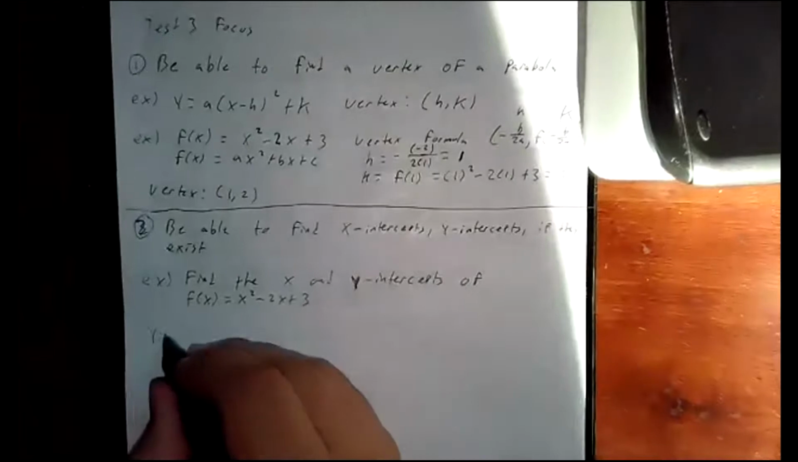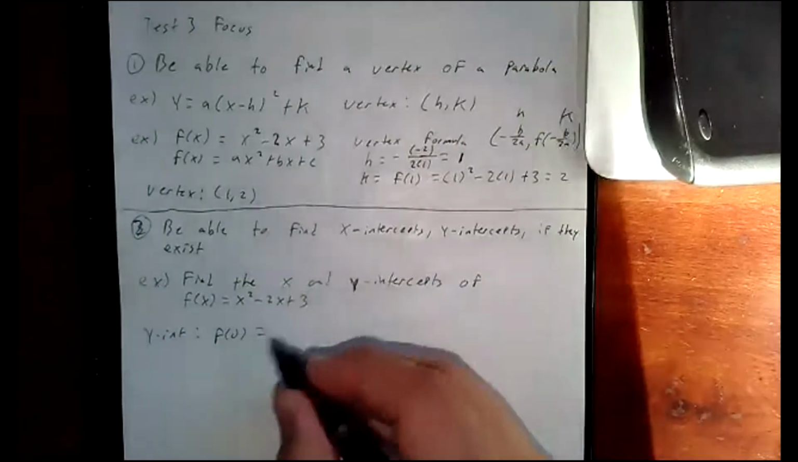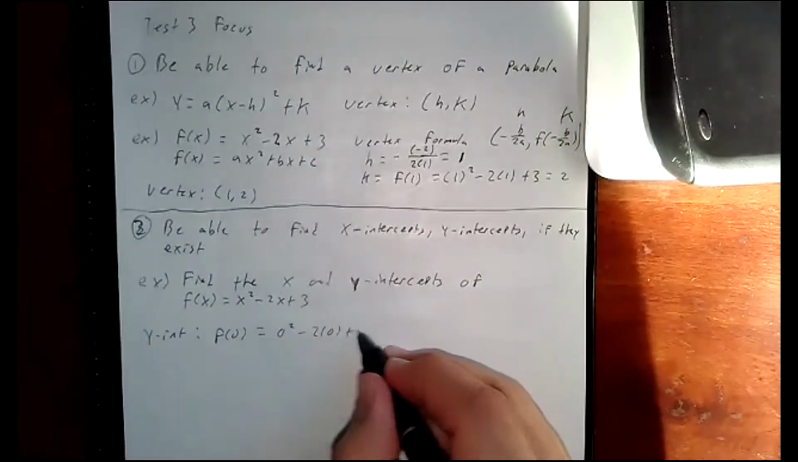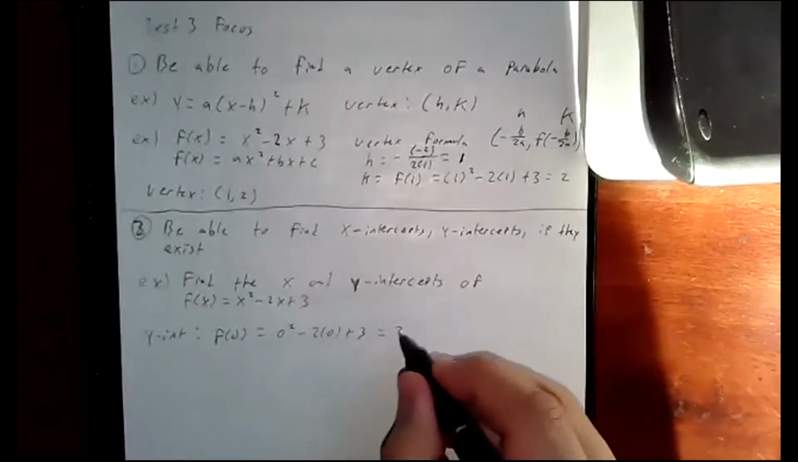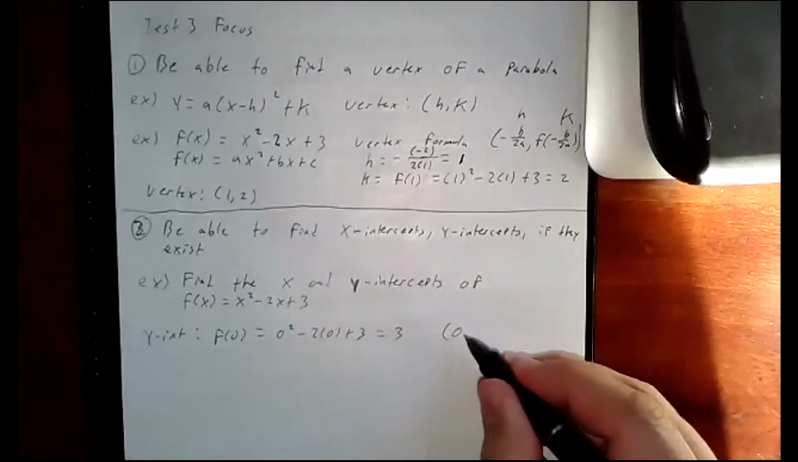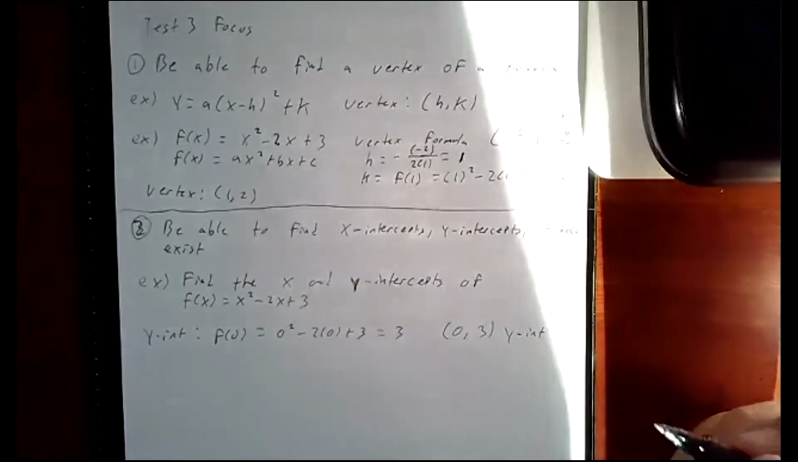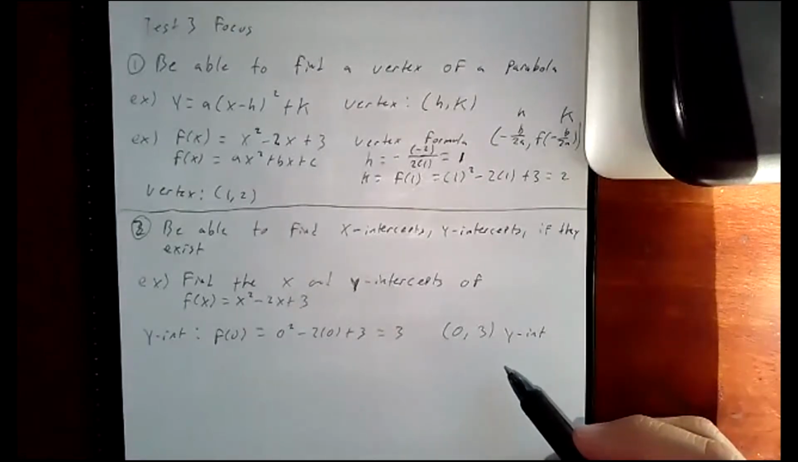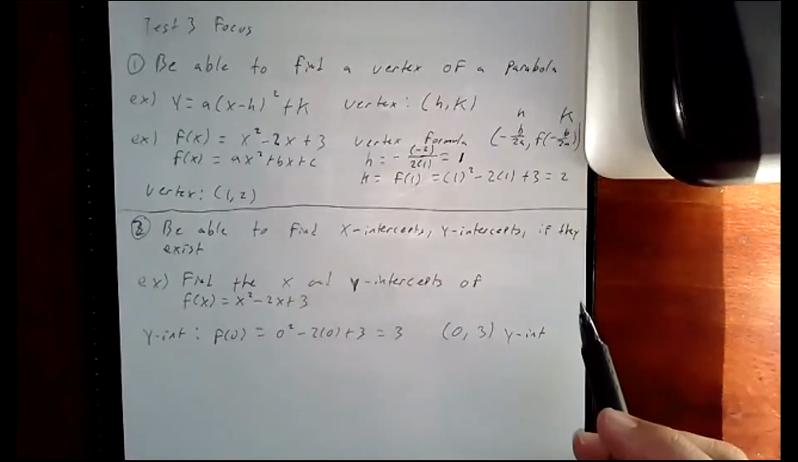So for the y-intercept, all you got to do is plug in 0 and see what happens. Right, so 0 squared minus 2 times 0 plus 3 is going to be 3. So the point (0, 3) is the y-intercept as a point. They might ask you just for the value. Like in the questions, they might just say, is it 3 or is it something else, right?